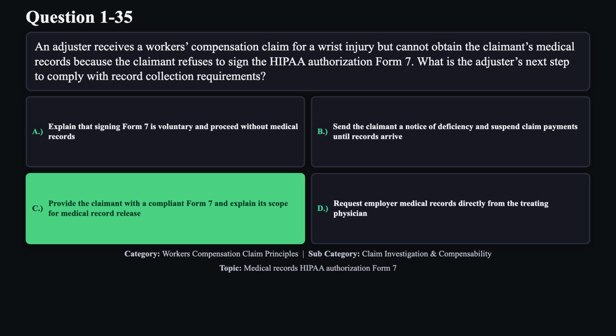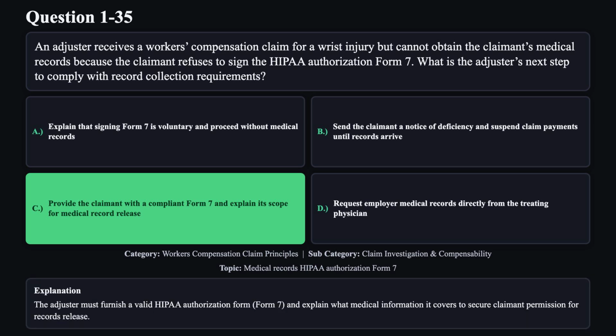The correct answer is C. The adjuster must furnish a valid HIPAA authorization form, Form 7, and explain what medical information it covers to secure claimant permission for records release.